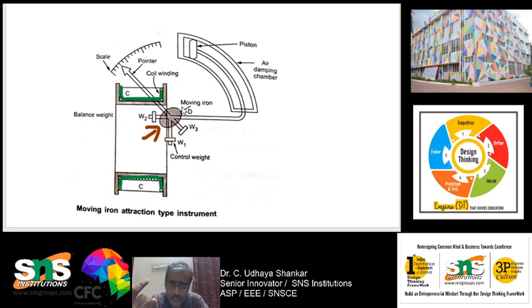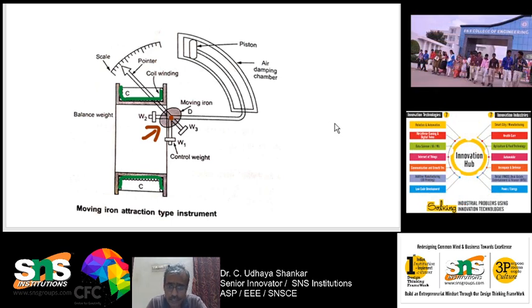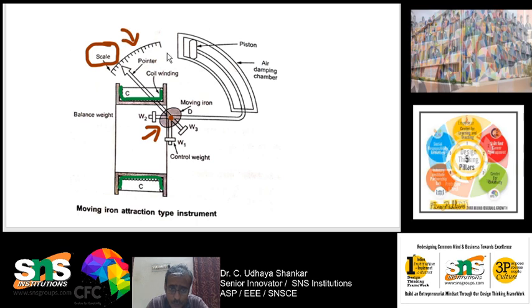This particular pointer and this moving iron are attached to a spindle. The spindle is vertical. It is at this center point, I will just mark it here. This moving iron and this pointer are both attached to that spindle, and both are allowed to move over the scale. You can see that this is the scale, and on this scale the pointer will be moving and deflecting, and it will be showing the reading.